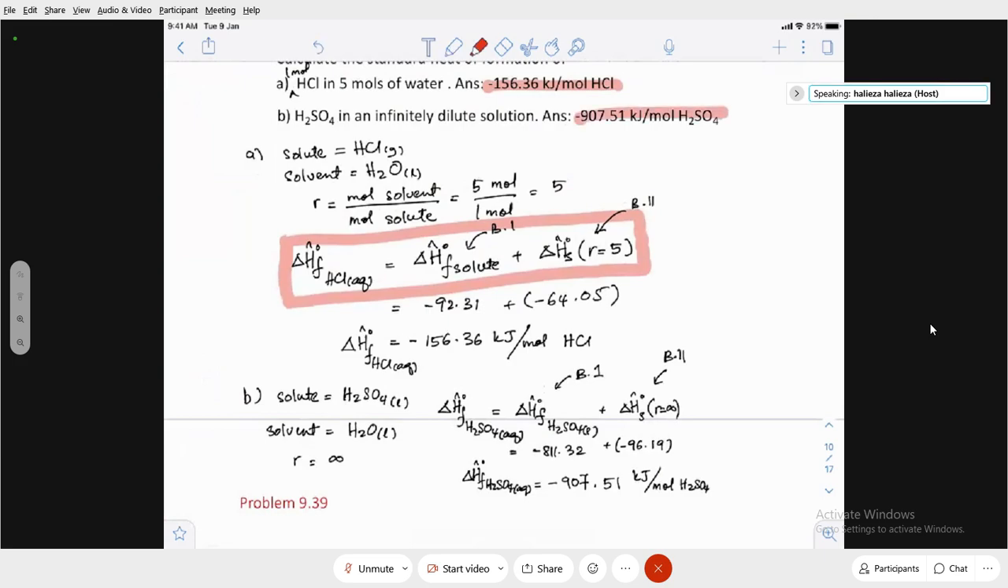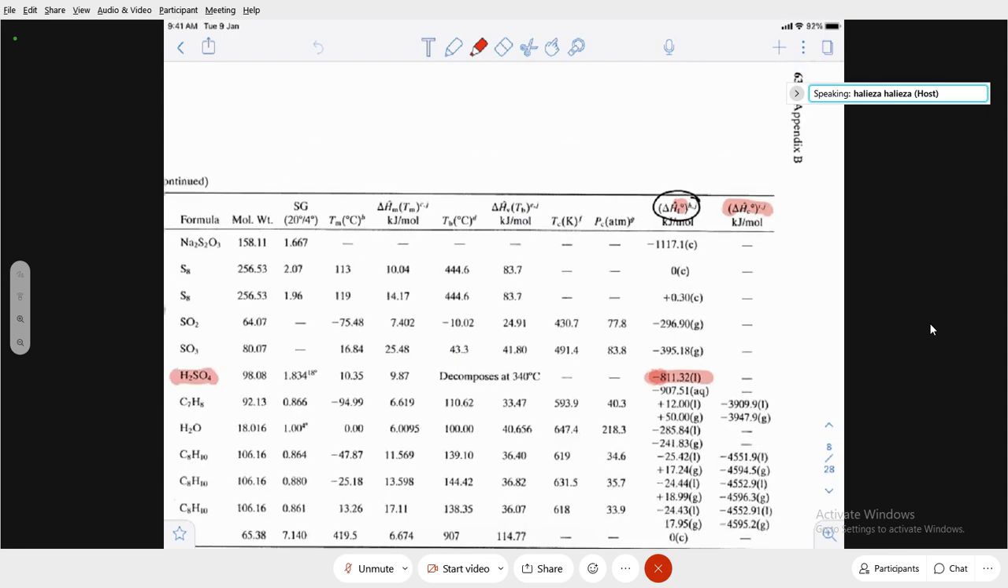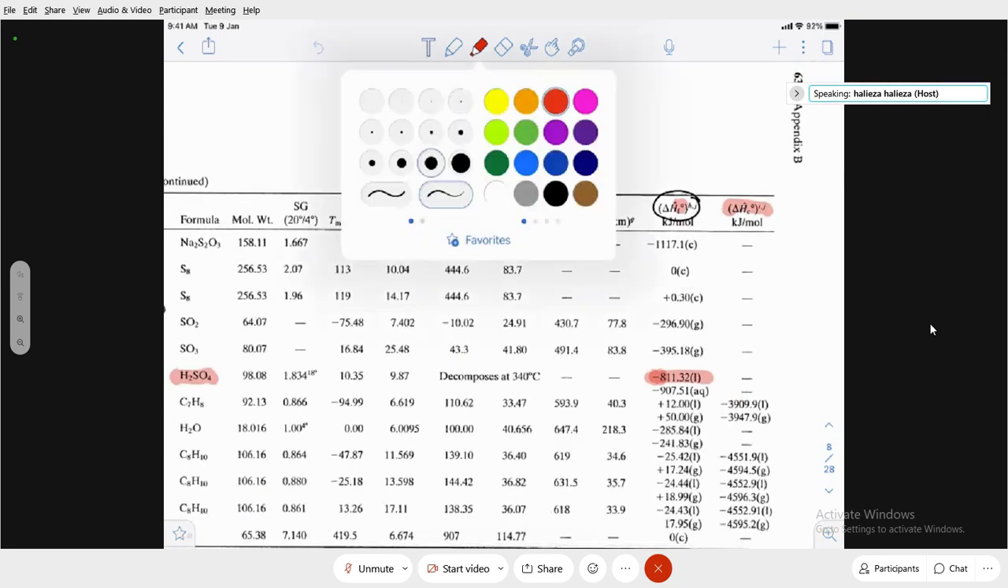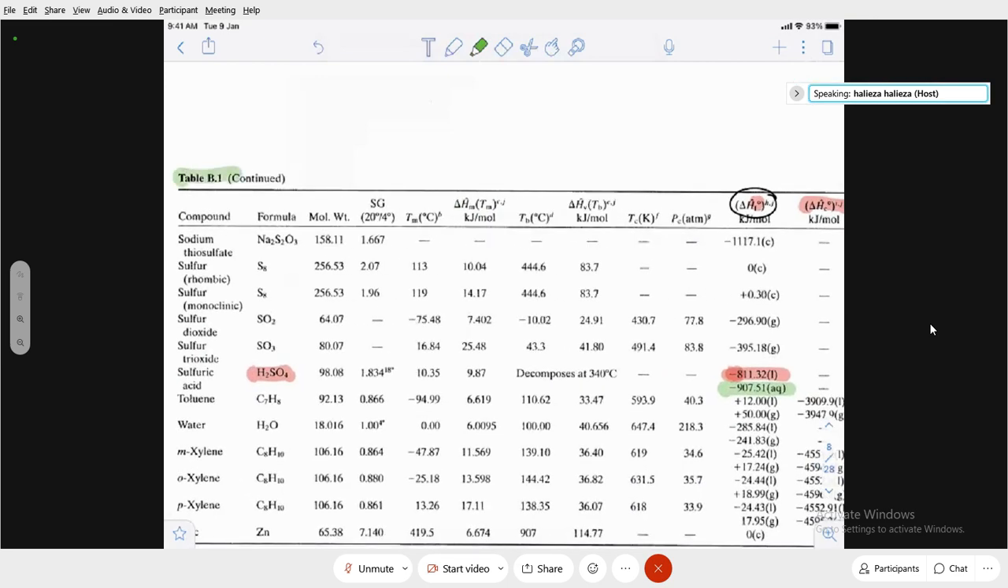That's the answer. And if you take note, just now when we were looking at the appendix, that value is also listed for sulfuric acid. Okay, that's the value. Let me use a different marker. So that's the value here. That's the value that you can easily get from appendix B1, instead of calculating it according to that equation, unless it's not available in B1. This is appendix B1. Unless it's not available here, then you'll be using that equation to calculate the heat of formation of your solution. So this is the heat of formation of your solution at infinite dilution.